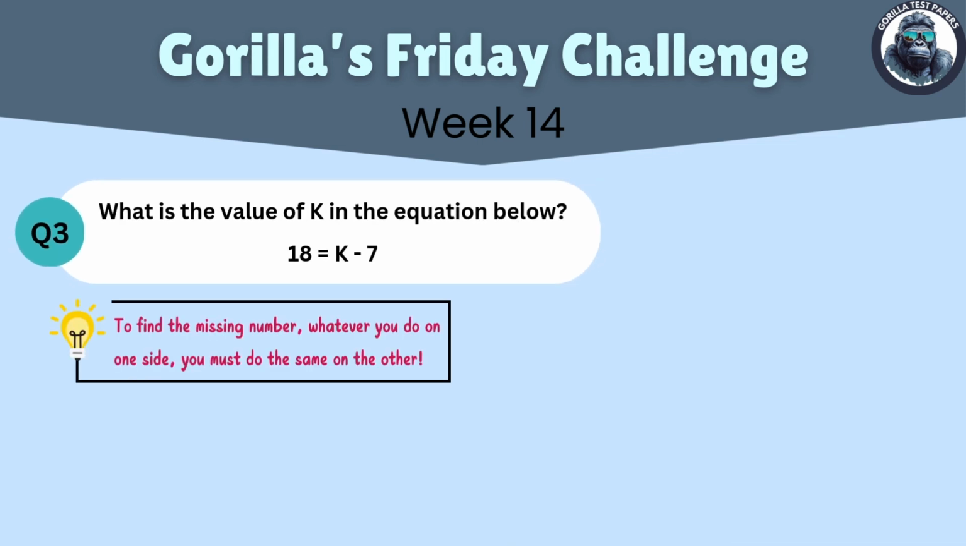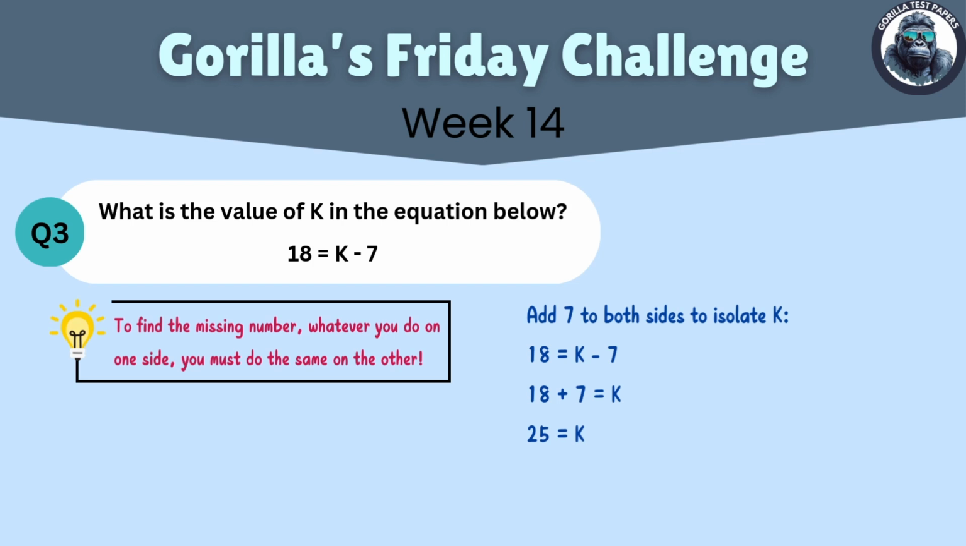Once again, there are two ways to think about solving this. The first way is to add 7 to both sides in order to isolate k. This is because we want k by itself, and since it's subtracting 7, we have to undo that by adding 7 to both sides. So we start with 18 equals k minus 7, and after adding 7 to both sides, this becomes 18 plus 7 equals k, which gives us 25 equals k.